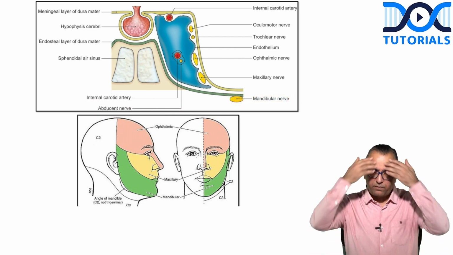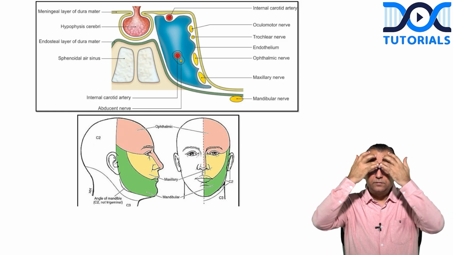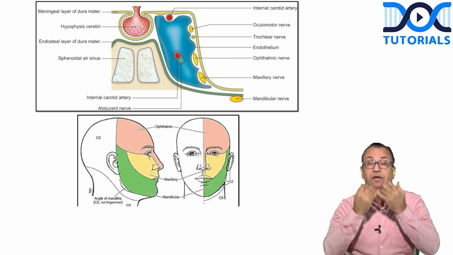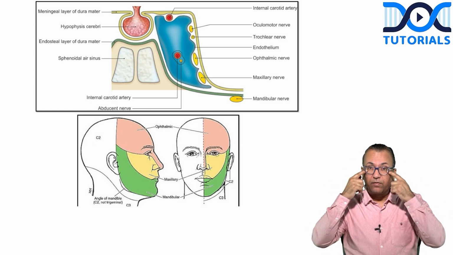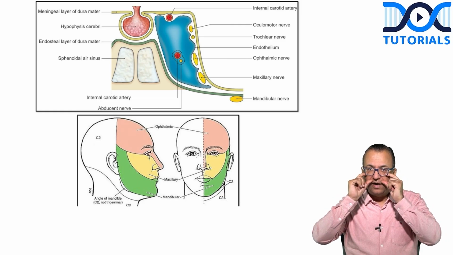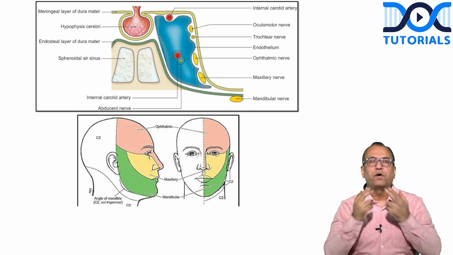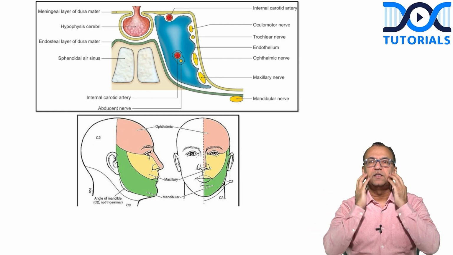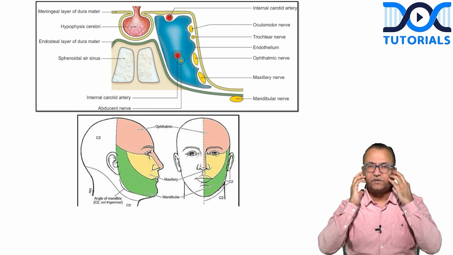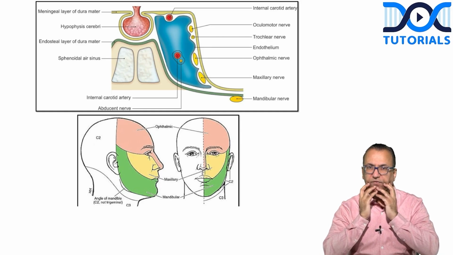These patients will have problem with ophthalmic division, which is forehead, upper eyelid, the nose midline, or they'll have problem of maxillary nerve, which is the lower eyelid, upper lip, lateral nose, cheek area, that is maxillary nerve. They'll have no problem in the lower lip or skin of the mandible, this area, because mandibular nerve is not involved, and even the muscles of mastication supplied by mandibular nerve, they are not affected.